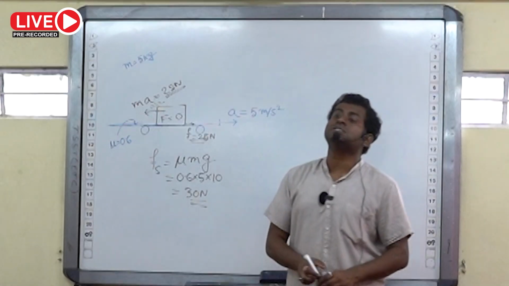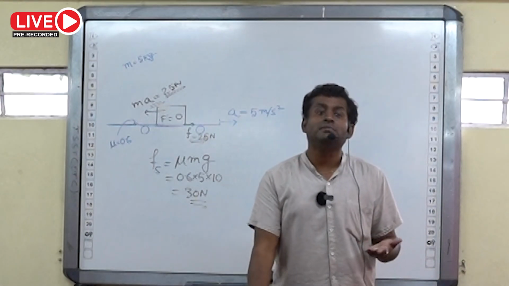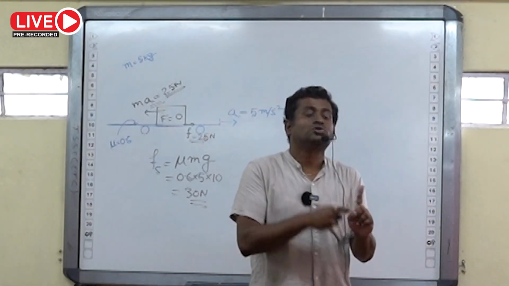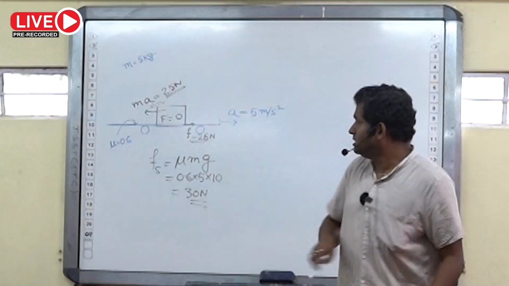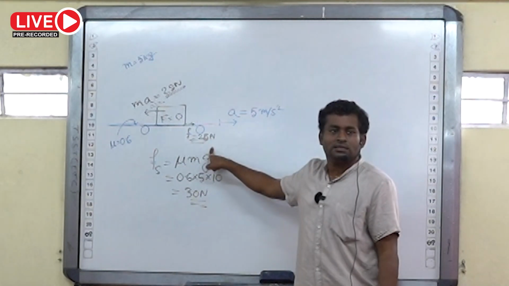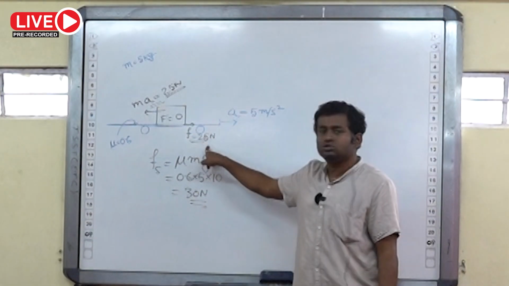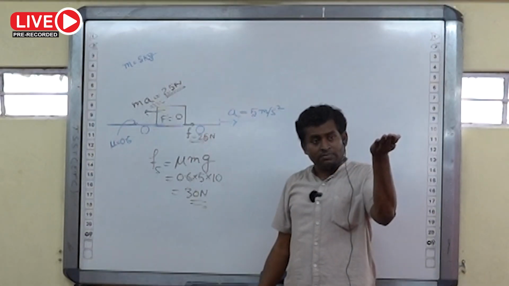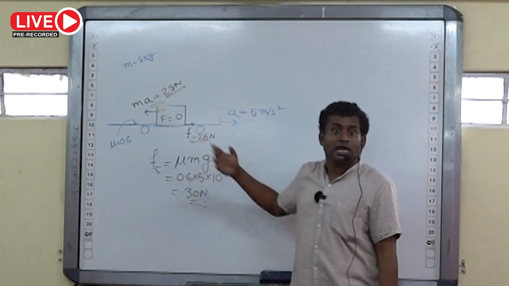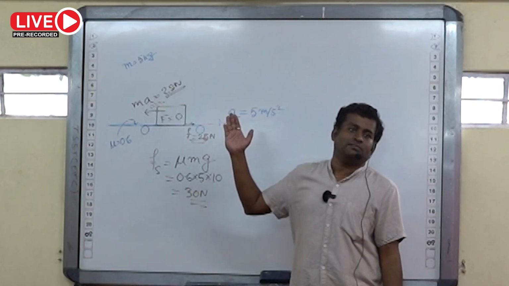So in this case, the applied force is 25, but the limiting friction is 30. So the applied force is less than limiting friction, so the limiting value is not yet reached. So friction increases its value up to the applied force. That means if that is 25, it is also 25. But if the applied force is beyond 25, then friction force cannot go beyond 25.